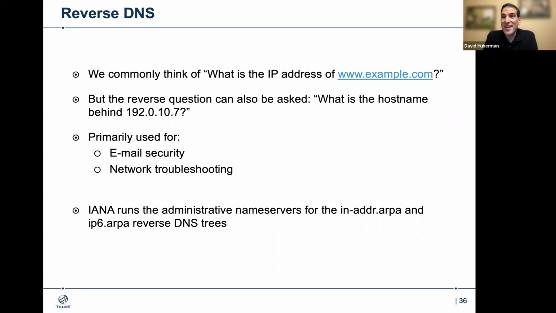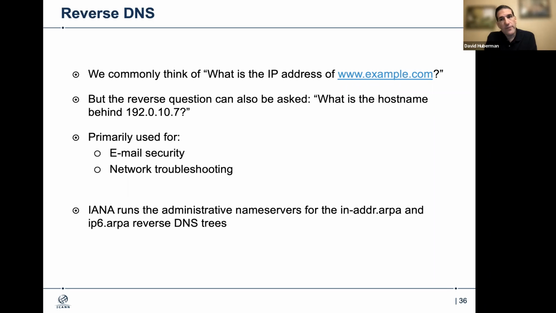Reverse DNS. When you think of DNS, you think of the common question, what is the IP address of this site, right? And you get back an A record or a quad A record. It gives you the IP address so your application knows where to go fetch some data. It turns out you can actually ask the reverse question. Well, I have a host name, I have an IP address. What is the host name behind that?